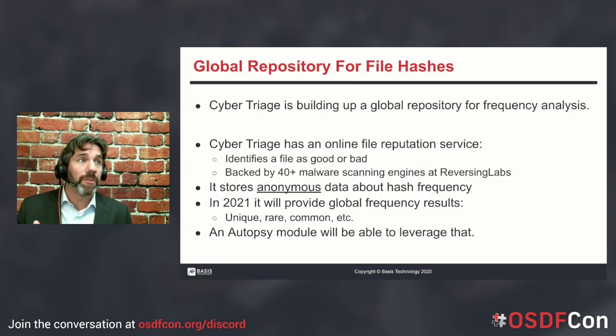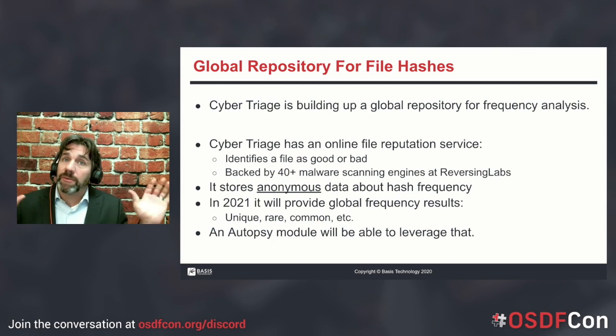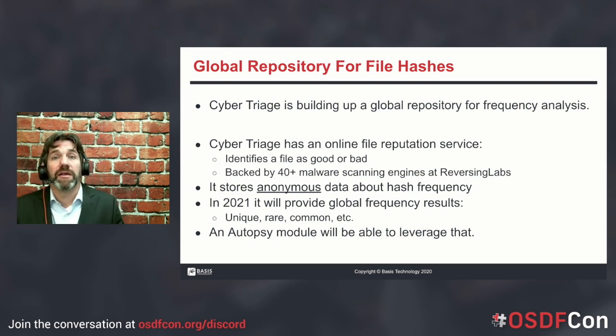So it's been building up a global repository for file hashes. Cybertriage has an online file reputation service that you get as part of your subscription, which tells you if a file is good, bad, or suspicious. It's backed by Reversing Labs, the VirusTotal-like service with 40+ malware scanning engines. We've also been storing anonymous data, not tied to anybody, about what hashes are being requested, with the goal of knowing how common or rare a file actually is. The plan is that in 2021, we're going to start providing frequency analysis results. Is it unique? Is it rare? Is it common?